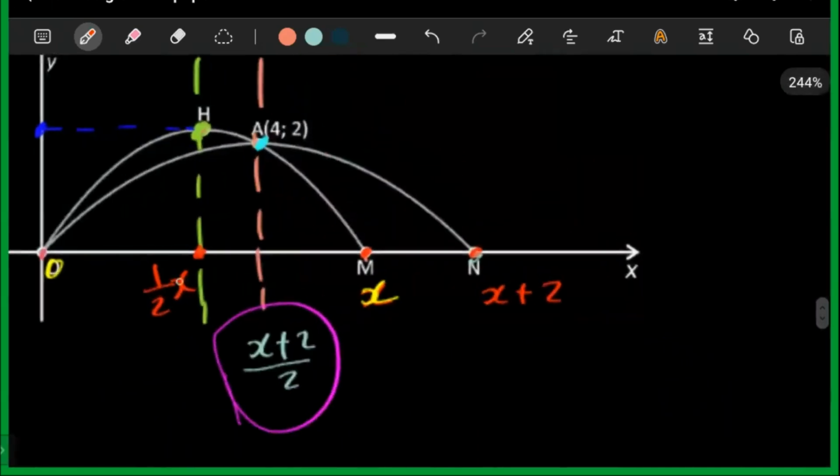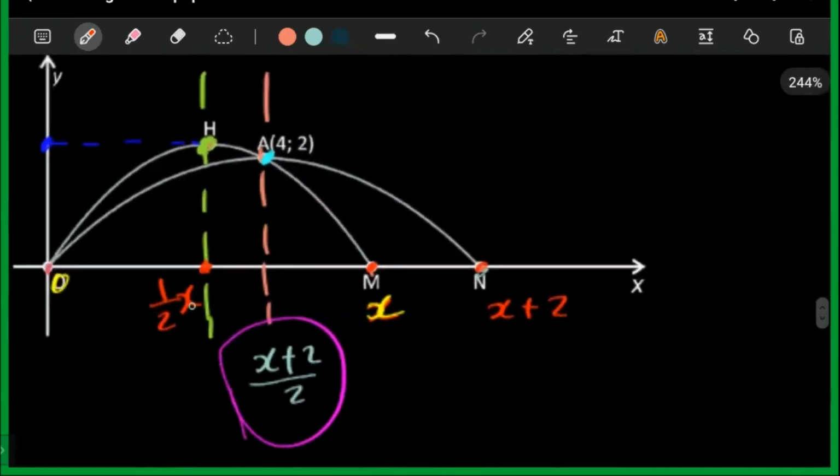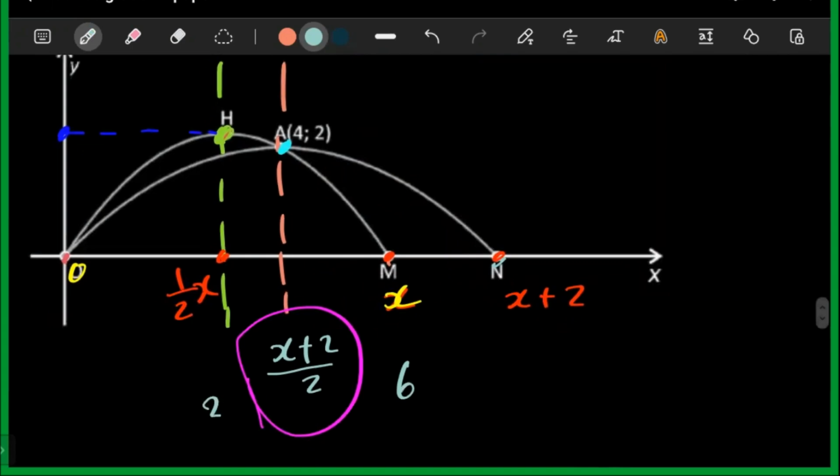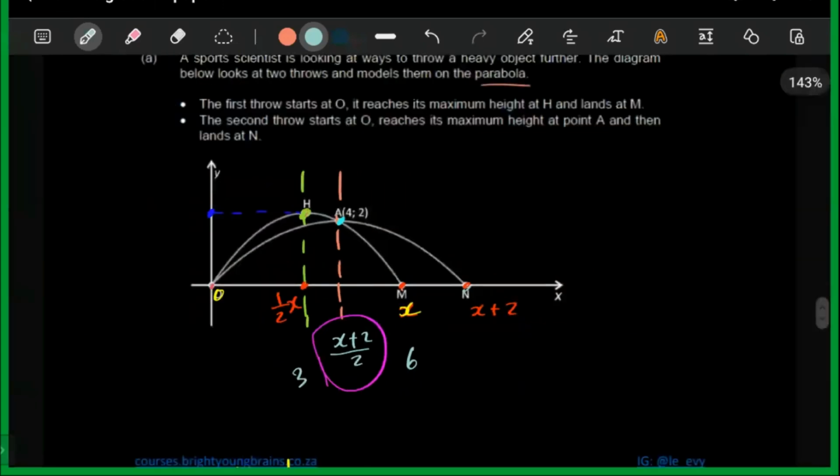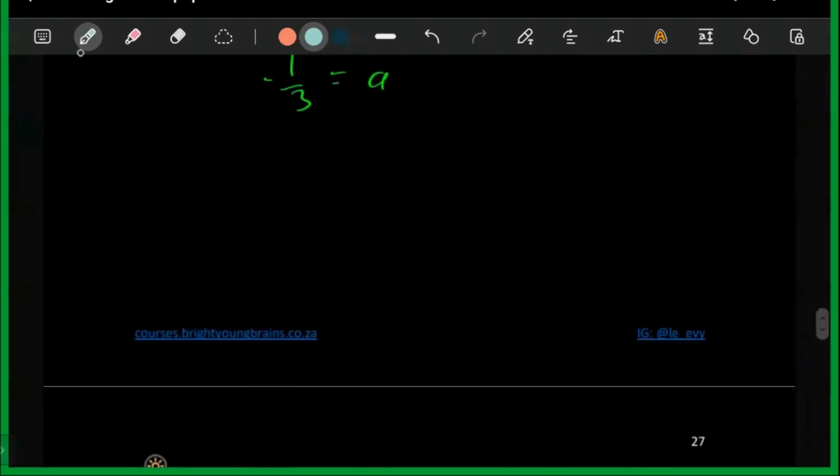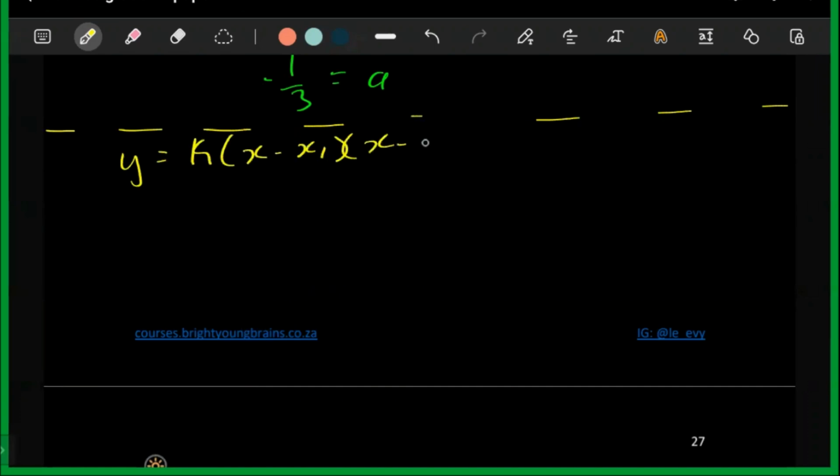If we now have x, it means that this is now a 6, right? This is half, which is like a 3. So you have 0 and 6, and then the middle, which is a 3. So the equation of your parabola, you can say y is equal to k, x minus x1, x minus x2.